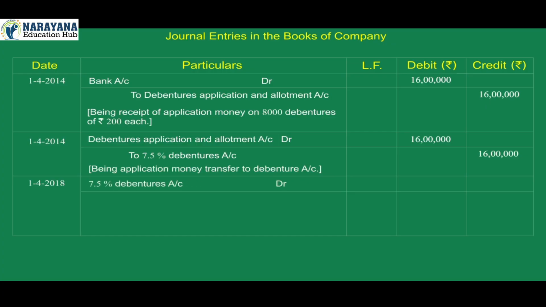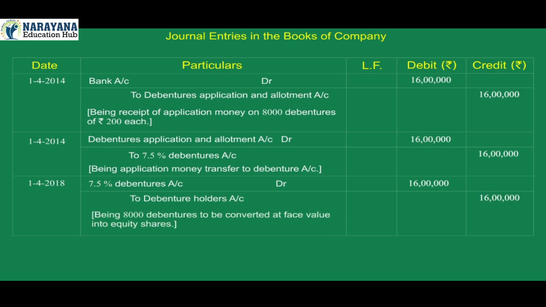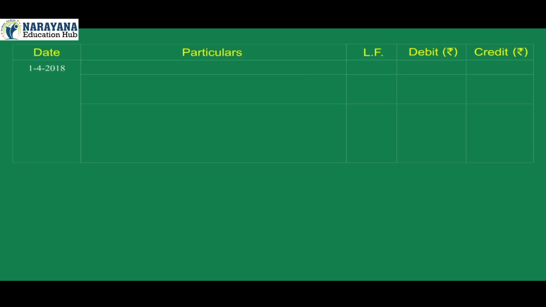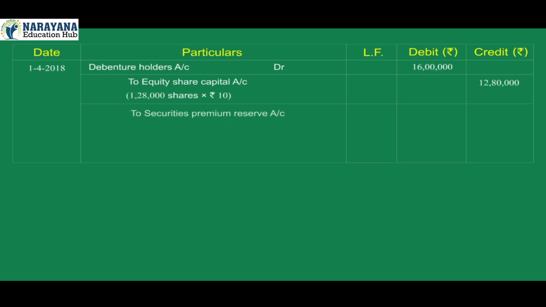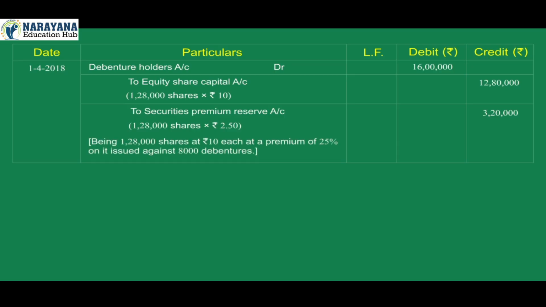1st April 2018. 7.5% debentures account debit 16 lakh to debenture holders account credit 16 lakh. Being 8,000 debentures to be converted at face value into equity shares. 1st April 2018. Debenture holders account debit 16 lakh to equity share capital account credit 12,80,000, 1,28,000 shares into Rs 10, to securities premium reserve account credit 3,20,000, 1,28,000 shares into Rs 2.50. Being 1,28,000 shares at Rs 10 each at a premium of 25% on each issued against 8,000 debentures.